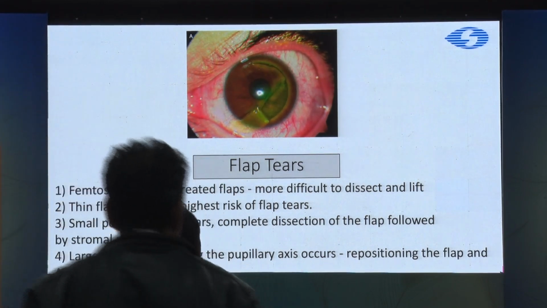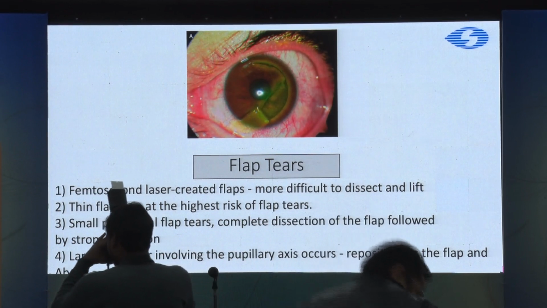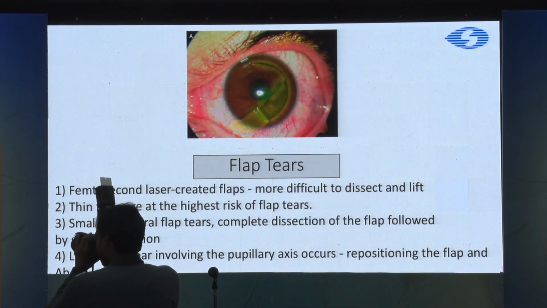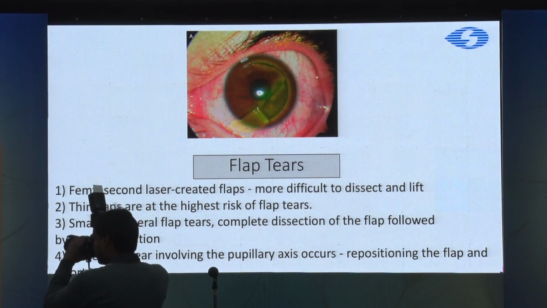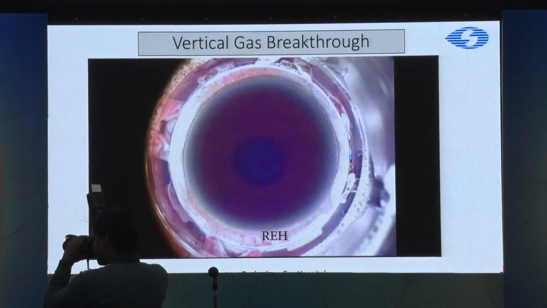You can continue with your procedure. A larger flap tear involving the pupillary axis, it's important to abandon the procedure, reposition the flap, and then shift to a surface ablation at a later date.